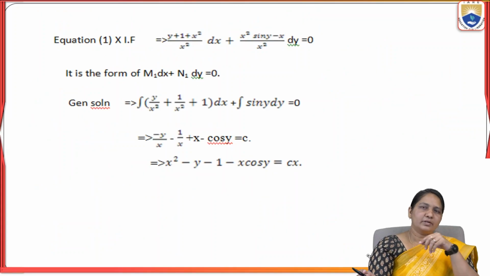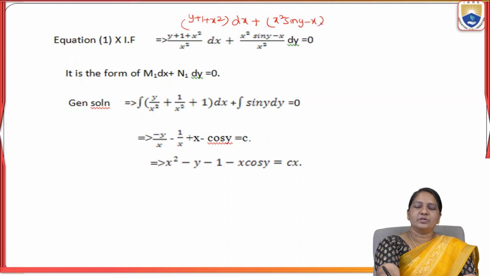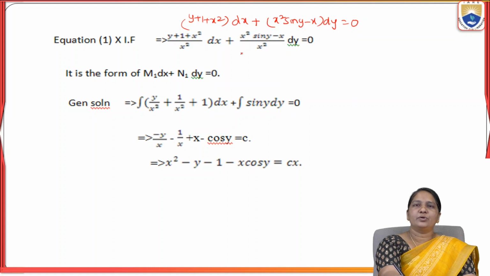See here, we are multiplying the given equation with the integrating factor. So what is the given equation? M value, that is (y plus 1 plus x square) dx plus (x square sin y minus x) dy equal to 0. So we are going to multiply this with 1 by x square. So we can observe here 1 by x square is there. So (y plus 1 plus x square) by x square into dx plus (x square sin y minus x) by x square into dy equal to 0.